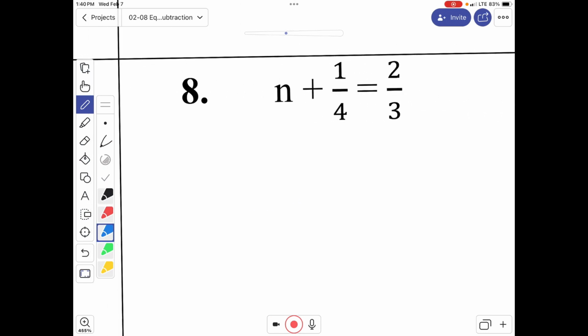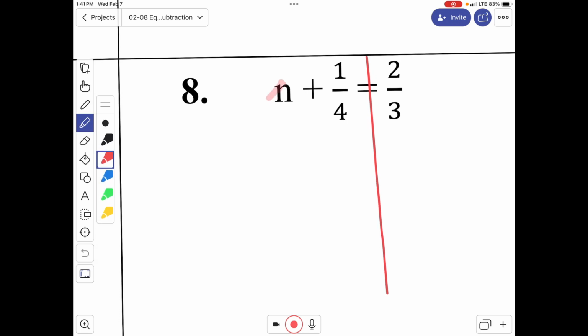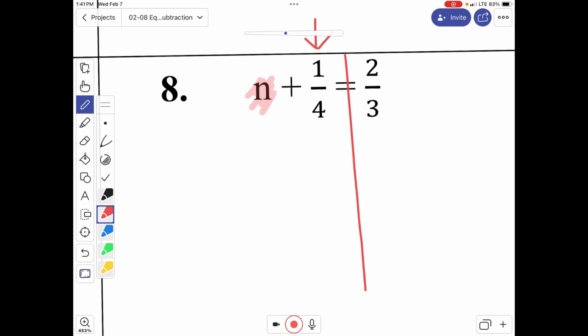Number 8, for example. Draw the wall, find the variable, and we need to get rid of 1/4. But I notice they do not have the same denominator. So I need to find a common denominator.